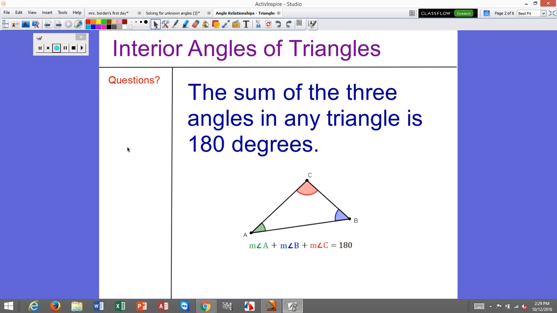Okay, let's start by talking about interior angles of triangles. First, we need to know that the sum of three angles in any triangle, any of the types of triangles that we just reviewed, equal 180 degrees. So you can see that the measure of angle A plus the measure of angle B plus the measure of angle C equals 180.